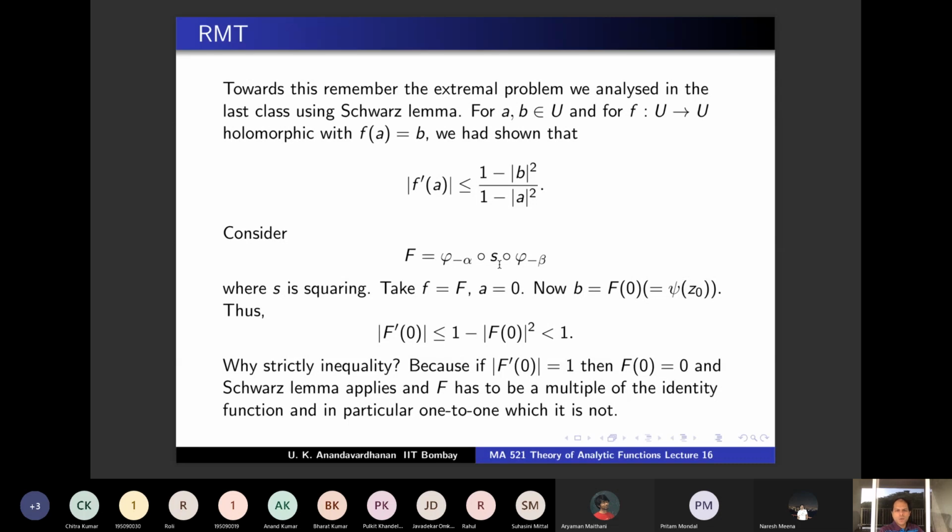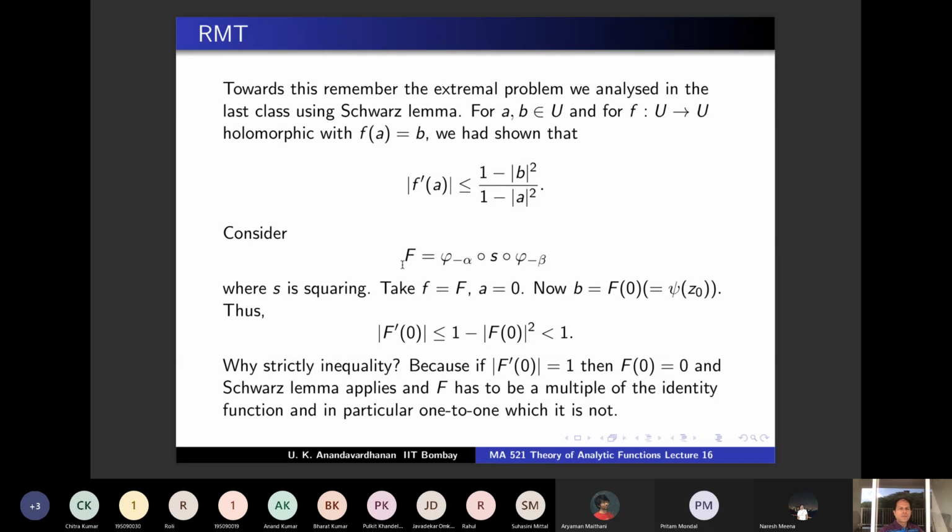Not 1-1 is clear, no, because of squaring. So you can exhibit 2 points where the image is the same. So you have to take 2 points such that phi minus beta of z equal to minus phi minus beta of z. If you do that, then the square is the same. So those 2 points will give the same value here. So it's not 1-1.